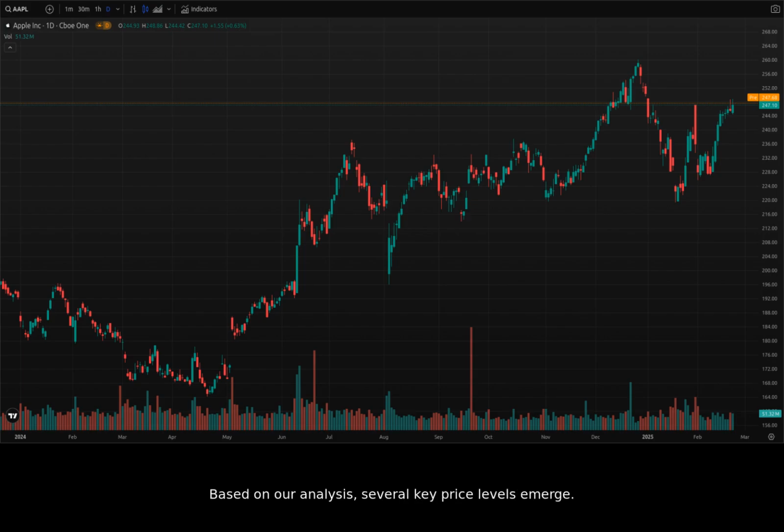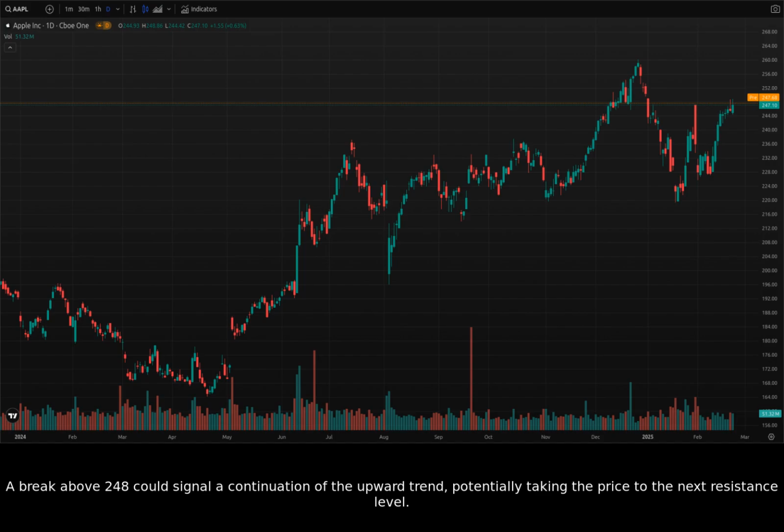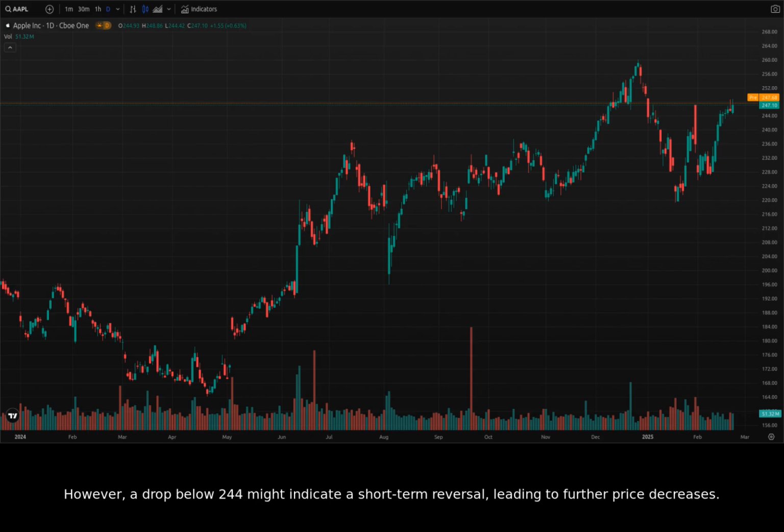Based on our analysis, several key price levels emerge. The immediate support level seems to be around 244, while resistance is located near 247 to 248. A break above 248 could signal a continuation of the upward trend, potentially taking the price to the next resistance level. However, a drop below 244 might indicate a short-term reversal, leading to further price decreases.